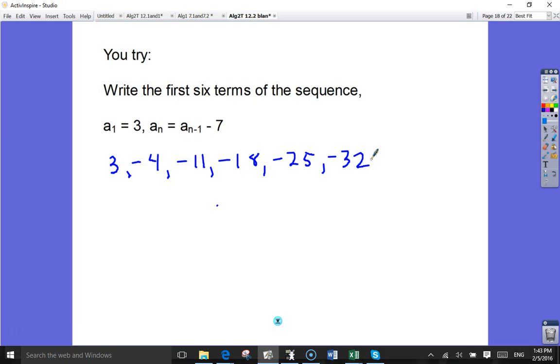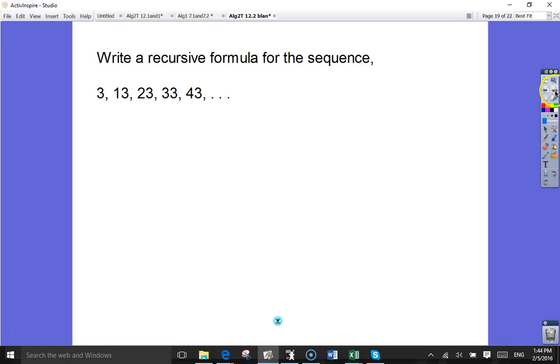Okay. Good. Okay, we're almost done. So write the recursive formula for that sequence. Is it arithmetic before we get started? Yeah, it looks like it is. So what's the formula for it? A_n equals A_(n-1) plus 10, the common difference.